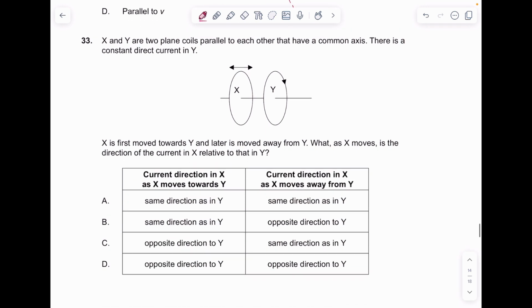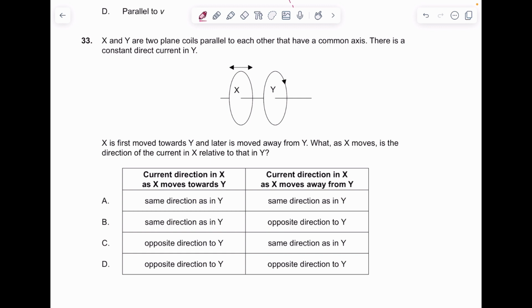Question 33, we've got 2 coils. The one on the right has a constant current, we're shown the direction. X moves towards then away from Y. What is the direction of current in X relative to that in Y? So this is induced current in X due to its motion in a field provided by Y, and a little bit of Lenz's law.